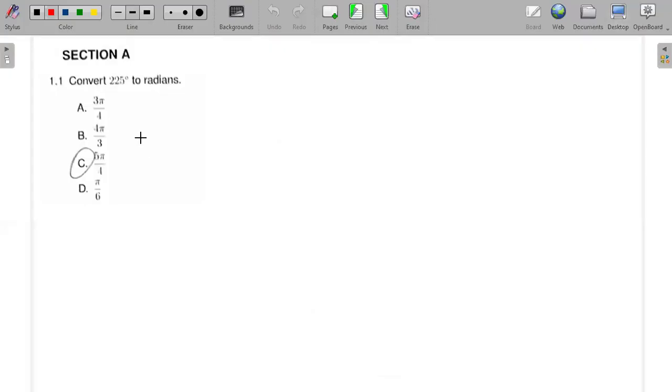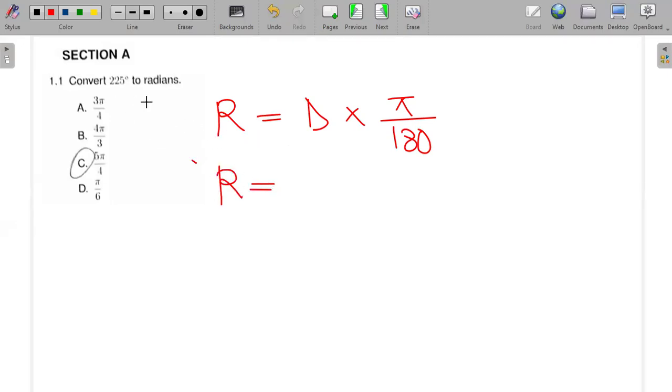We start from the first question. The first question says convert 225 degrees to radians. Here we're just using the formula: the angle in radians is equal to the angle in degrees multiplied by pi divided by 180. So the angle in radians is equal to the angle in degrees, which has been given as 225, multiplied by pi divided by 180.